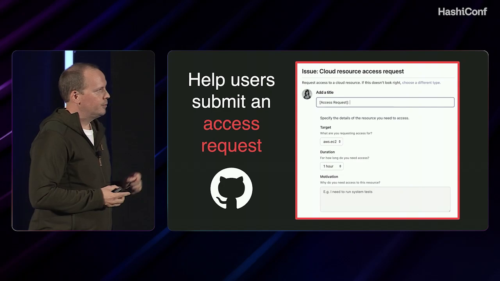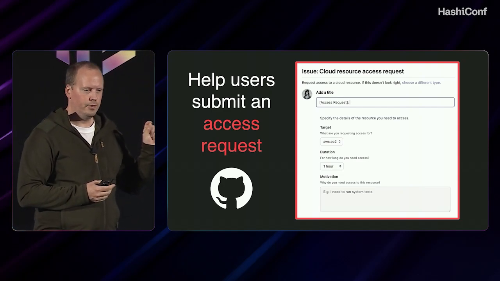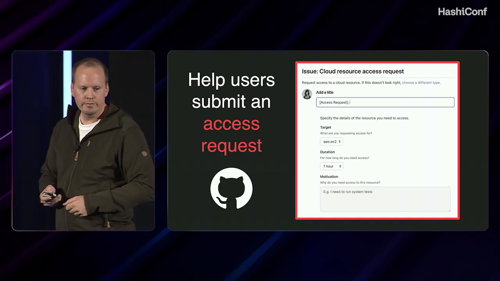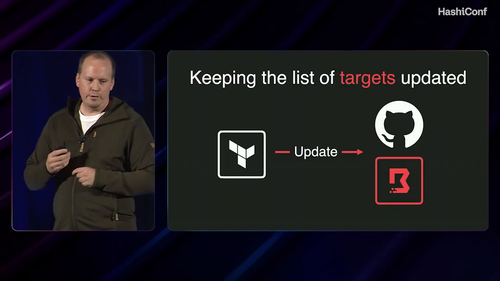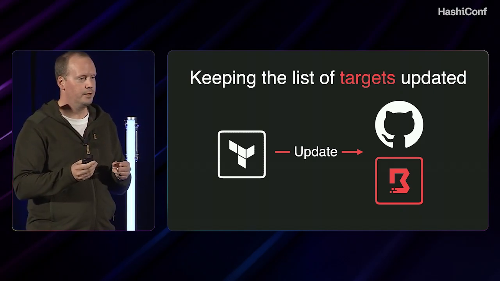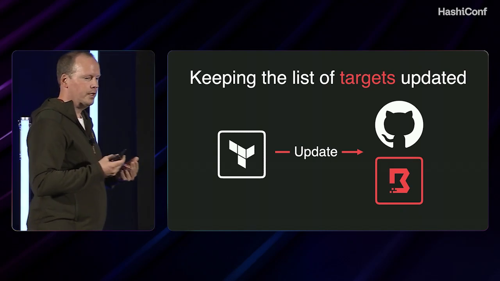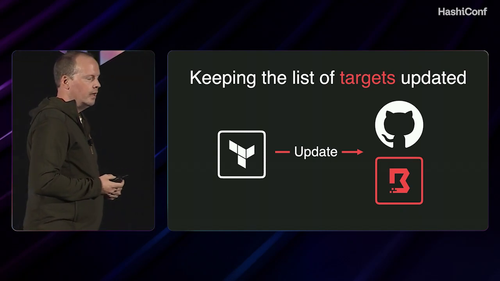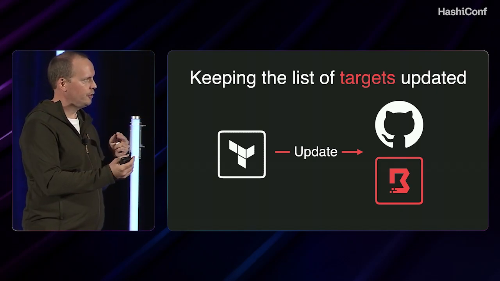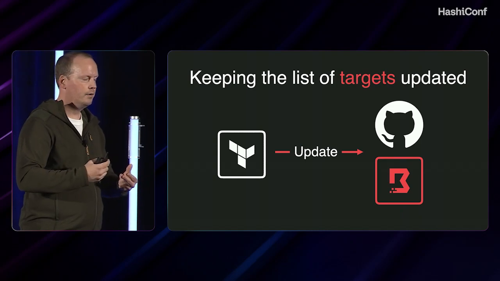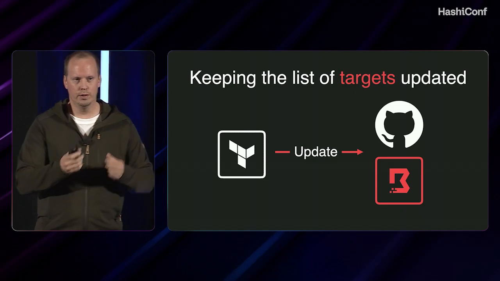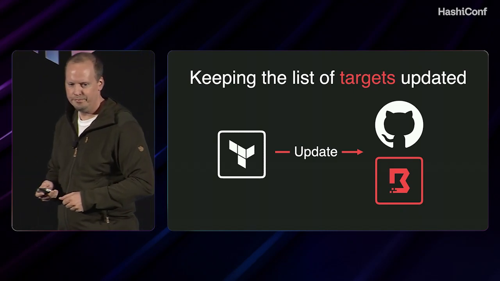And specifically for this solution, it's very important that the list of targets only include targets that actually exist in Boundary. But if you're familiar with issue templates, you know that they are just static YAML files. So how do you keep this list of targets updated? Here, Terraform comes to the rescue. Of course, it has providers for both GitHub and Boundary. So you can make sure that whenever you're adding or removing a target in Boundary, you propagate this change to your GitHub issue templates.